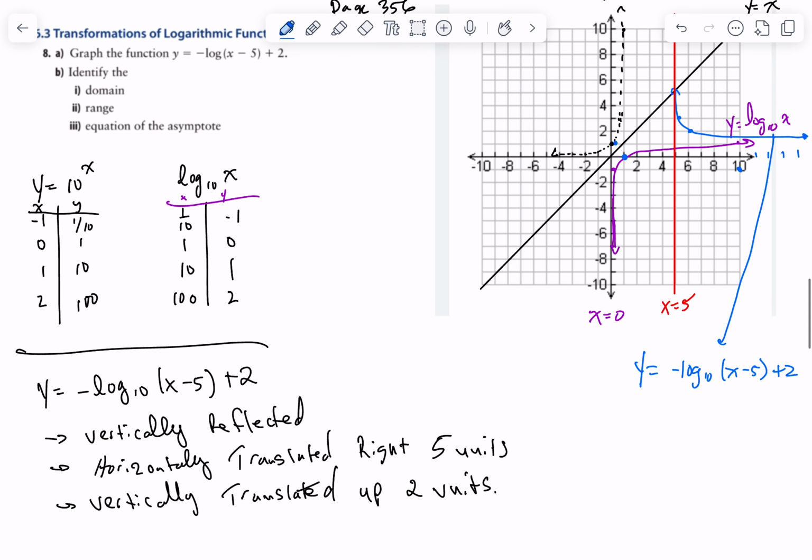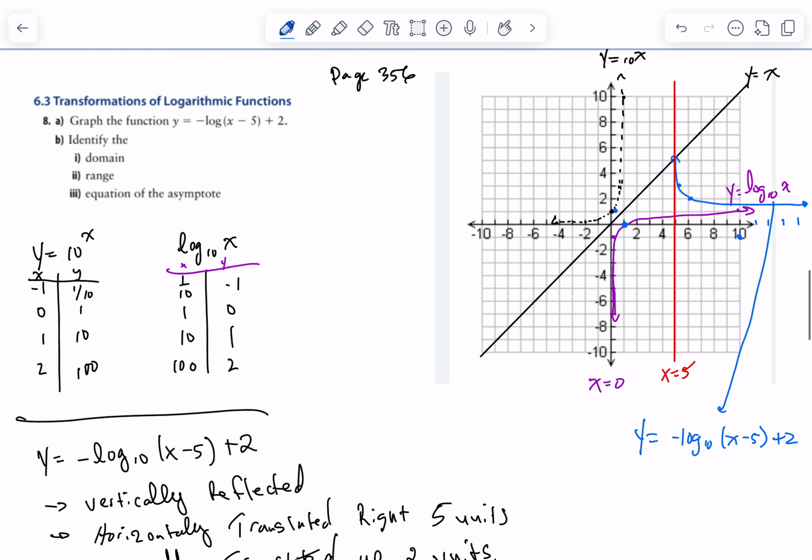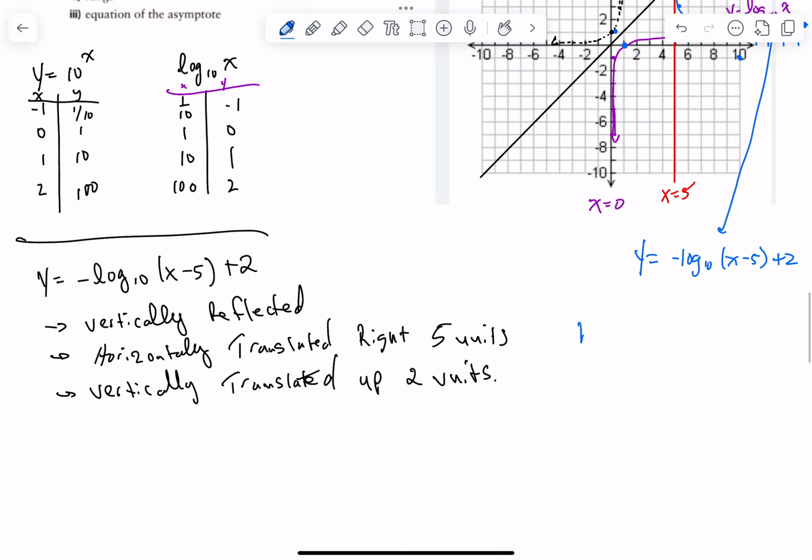Okay, and what we're going to say now is, that's kind of the graph, and then in part B we're going to identify the domain and range. So for B here, the domain is going to be everything except 5, right? So as long as everything except 5 and greater than, sorry, I should be more specific. So everything that is greater than 5.